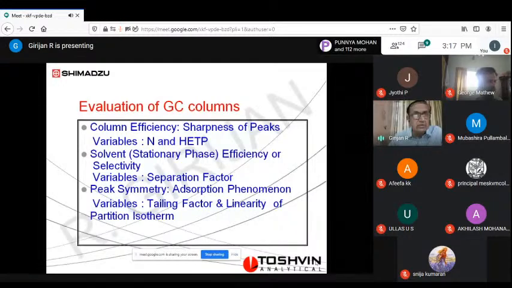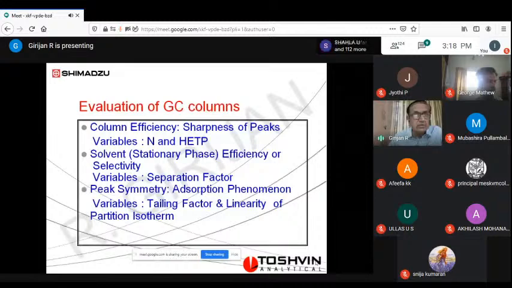Because if you are getting a broad peak, there are a lot of problems. Your reproducibility can be a problem. Your quantitative estimation results can be a problem. Resolution can be a problem. A lot of problems you'll have. So what we want is always a very narrow and sharp peak. And when the column is able to give a very sharp peak, your column is supposed to be a very efficient column. So column efficiency is always related to the sharpness of the peak.